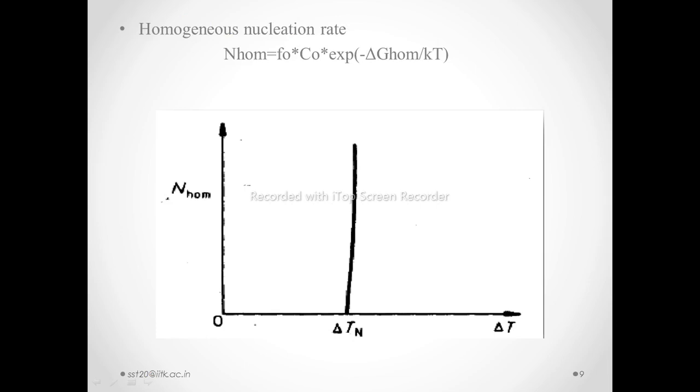Now we are jumping into the rate of homogeneous nucleation. This is the homogeneous nucleation rate. In the previous slide we saw the nucleation of the clusters. Now we are shifting to this part. This is the nucleation rate.